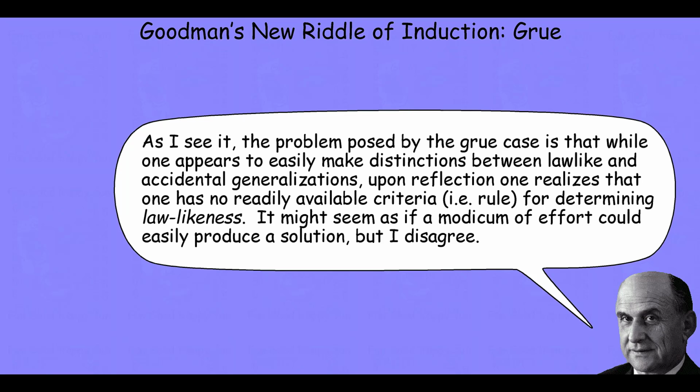In the next lecture module, we'll see that Goodman reviews a number of different possible solutions to this dilemma, rejecting each in turn, after which he reformulates the problem to reflect what he thinks is the real nature of the difficulty.